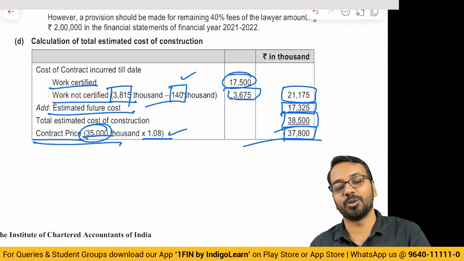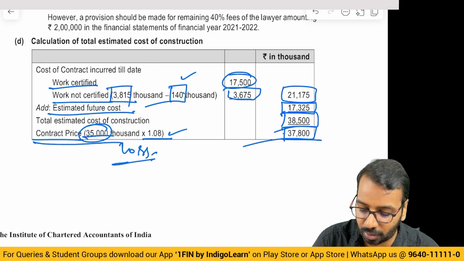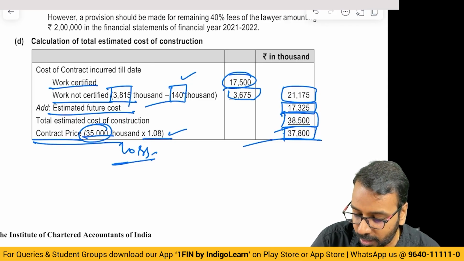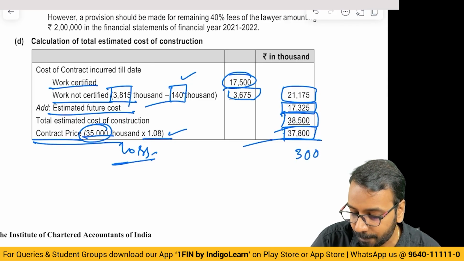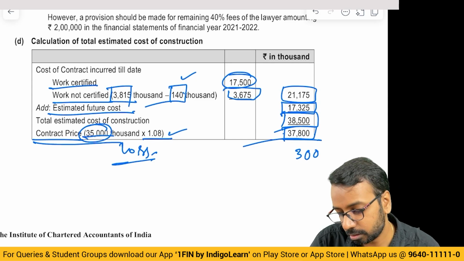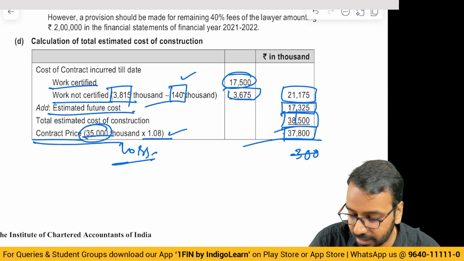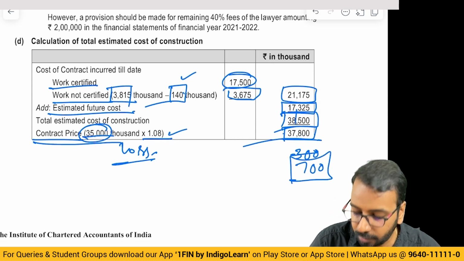Contract price 37,800. Cost is more than revenue, so there is a loss. Outcome of the contract is a loss. So the total loss should be 38,500 minus 37,800, which is 700. Okay.